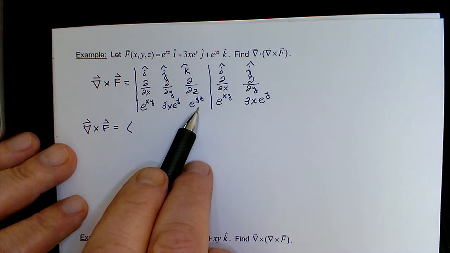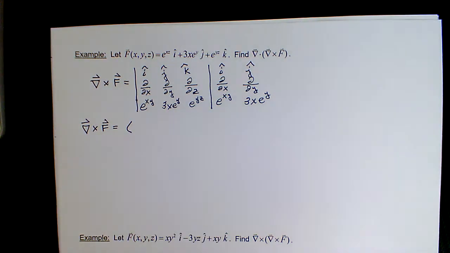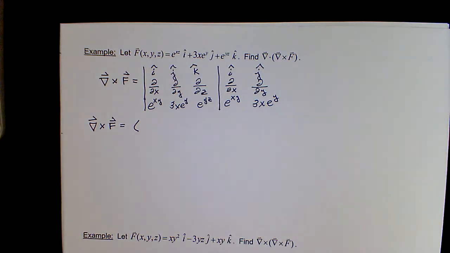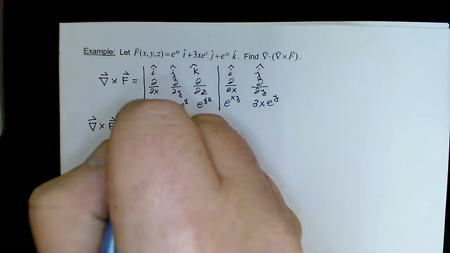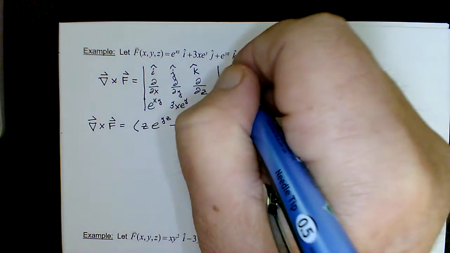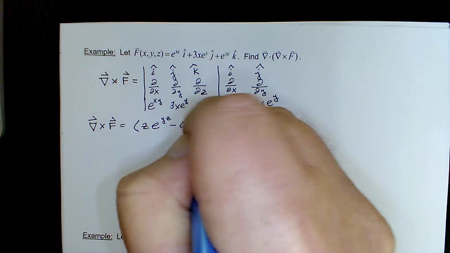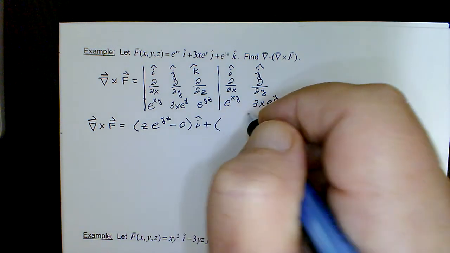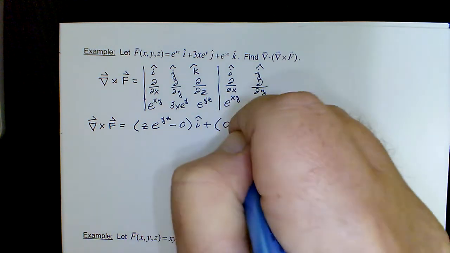So the partial with respect to y of e to the yz, well, the derivative of e to the yz is e to the yz times the derivative of yz, which with respect to y, z is held as a constant, derivative of y is 1, so I'll write z e to the yz, and then minus, this negative i is partial with respect to z of this, but x and y are both constants, so that's a 0, so that times i, and then plus, for the j's, partial with respect to z of e to the xy, but x and y are constants, so that's 0.